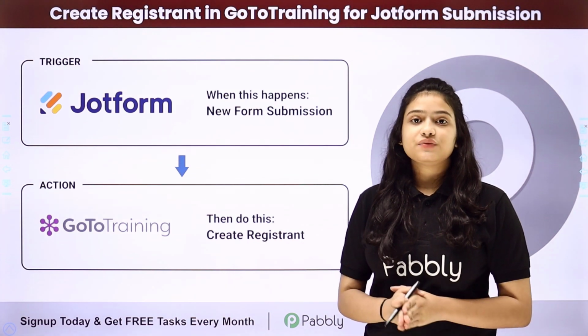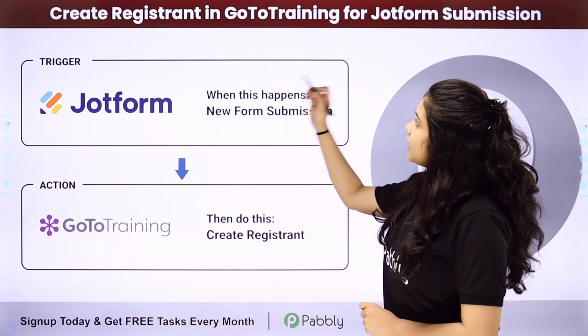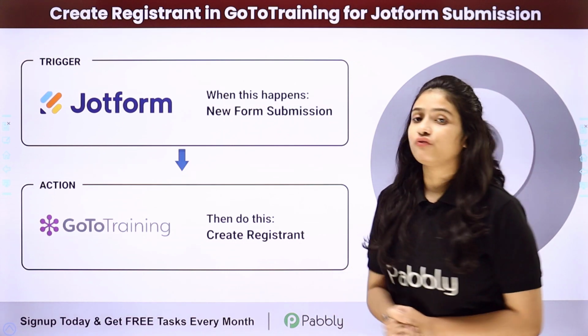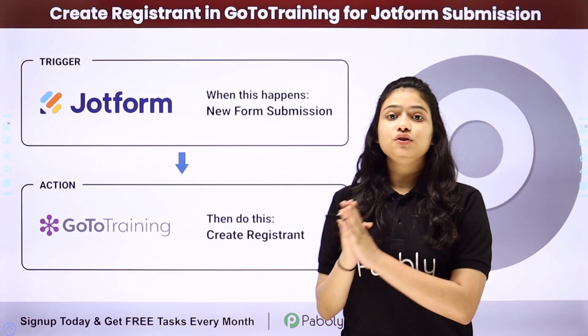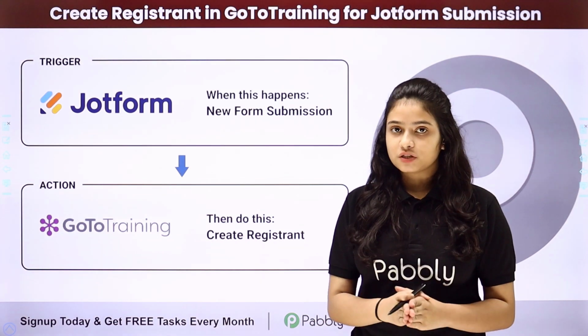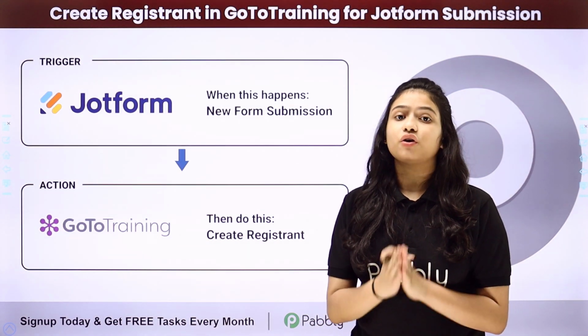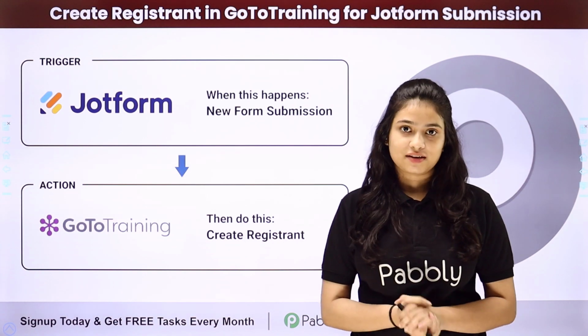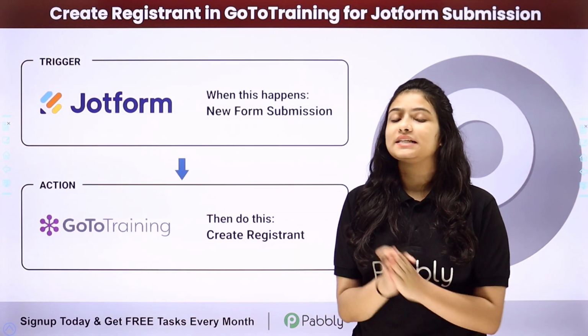Hello everyone, in this video we are going to learn how to create a registrant in GoToTraining for a Jotform submission. I want that whenever a new form is submitted in my Jotform, automatically by using the response of the form submission, I want to create a new registrant for a particular training in GoToTraining. So how are we going to do this process automatically and effortlessly?